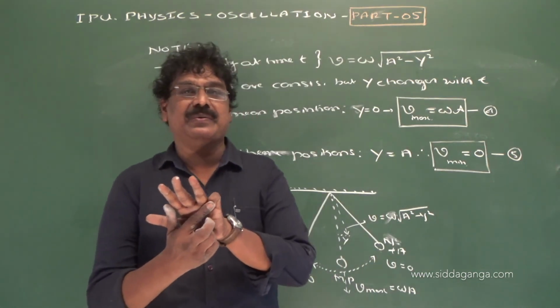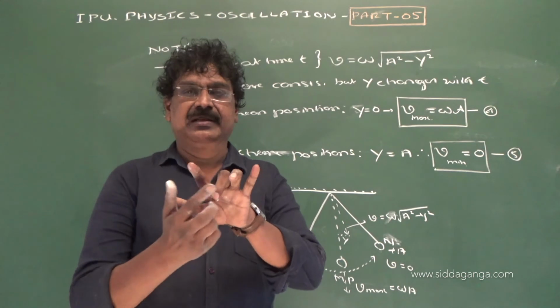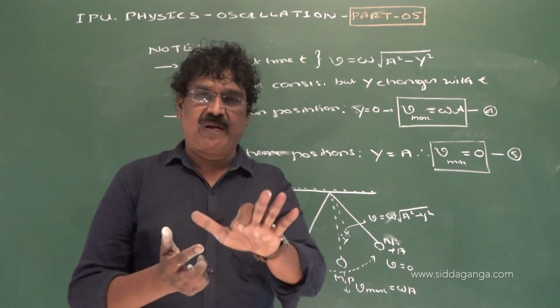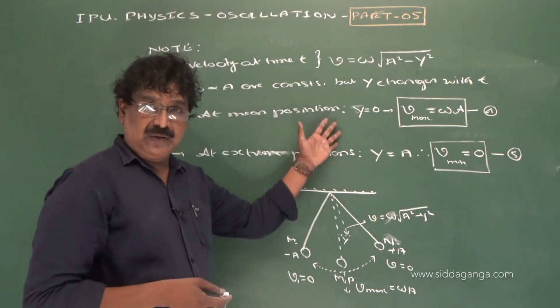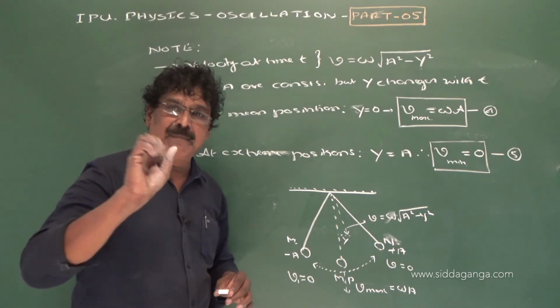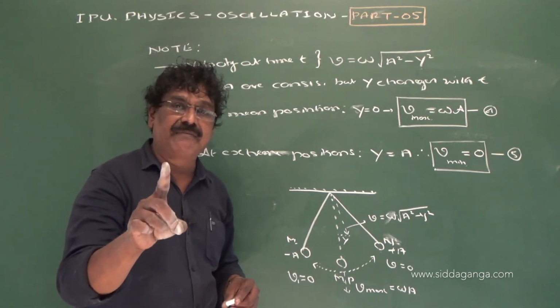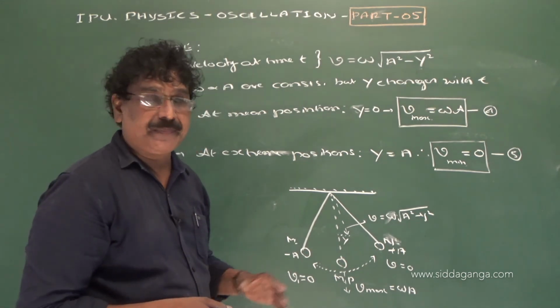Remember 5 equations. Basically v is equal to dy by dt. Second in terms of cos function, third in terms of displacement, fourth one maximum velocity, and fifth one minimum velocity, right? Now these concepts will help us in finding the kinetic energy of a particle executing simple harmonic motion, right?